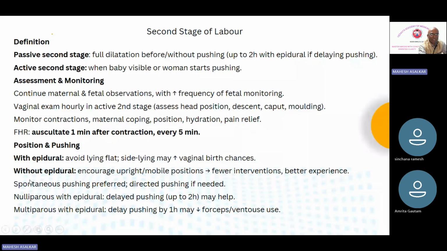Okay. So the positions in the second stage will depend upon whether she is having the epidural or not. With epidural, she should be side lying. Okay. Avoid flat. Without epidural, encourage upright or mobile positions. Okay. So spontaneous pushing is preferred, directed pushing if needed. Nulliparous with epidural, delayed pushing up to 2 hours may help. Multiparous with epidural, delaying pushing by 1 hour may reduce forceps and ventouse use. Okay. So generally, when they have got epidural, you have to delay the pushing.